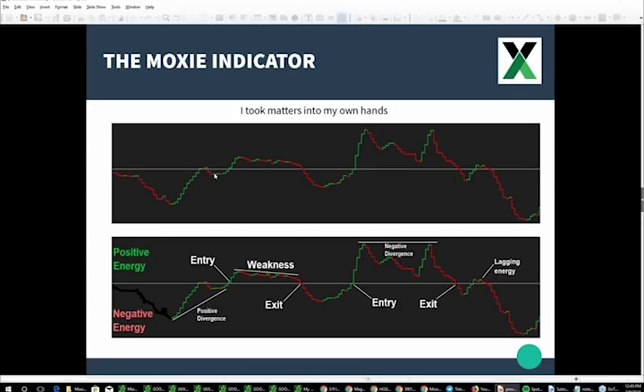There's no interpretation of a squiggly line, like did that go up, did that go down? I know cut and dry that this went from down to up a little bit. And the fact that the stair step is higher tells me that there's a lot more energy. When there's a little bit of stair step, that tells me there's a little bit of energy. Then we have the gray line, which is the zero line, with the positive energy above that and the negative energy below that. So that's also very important. And then those other words that you're familiar with: positive divergence, negative divergence, entry, exit, of course, and then lagging energy. So I'll get back to some of that too.